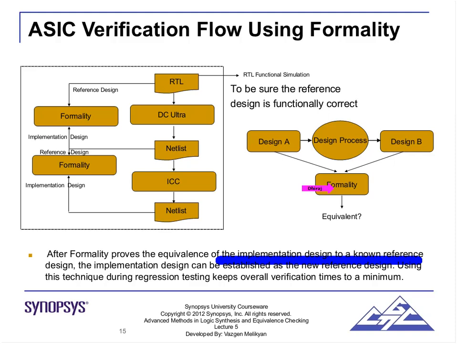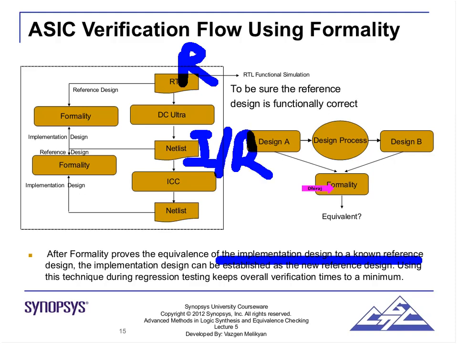So for RTL to synthesized netlist, this is the reference design, and this is the implementation design. But for netlist to netlist, now this becomes the reference design, and this becomes the implementation design. It is logical, of course. Once you have R is equal to I, I is equal to R. This is a logical inference, right?